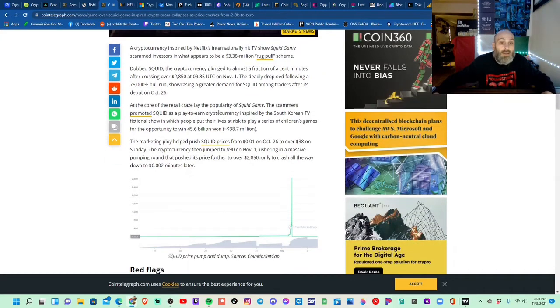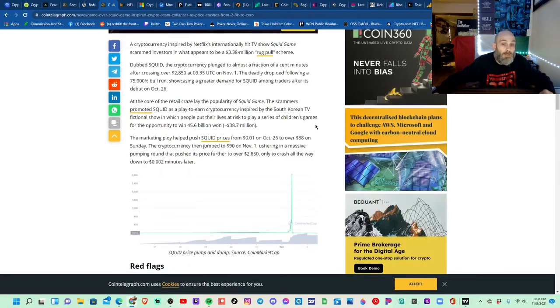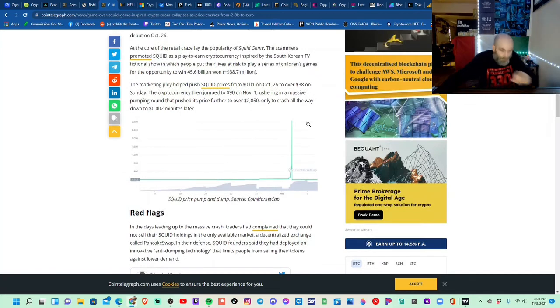At the core of the retail craze lay the popularity of Squid Game. The scammers promoted Squid as a play-to-earn crypto inspired by the South Korean TV show, in which people put their lives at risk to play a series of children's games for the opportunity to win 45.6 billion won, about $38 million.